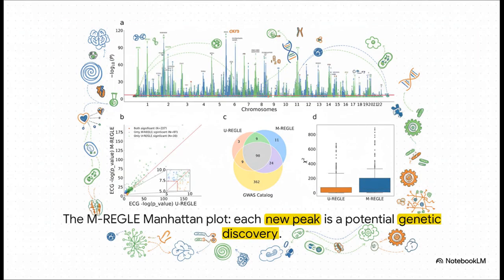This is a Manhattan plot, and it basically shows us all the genetic discoveries MRegel made when it looked at 12 different heart readings, ECG leads, all at once. Every single one of those giant peaks shooting up past that red line, that's a potential new genetic discovery for heart health. By putting all the data together, it's finding stuff that was just impossible to see before.